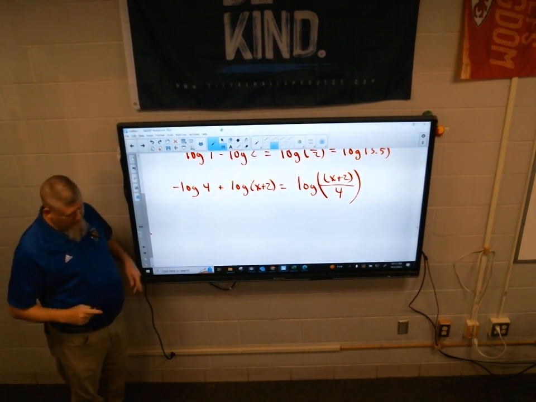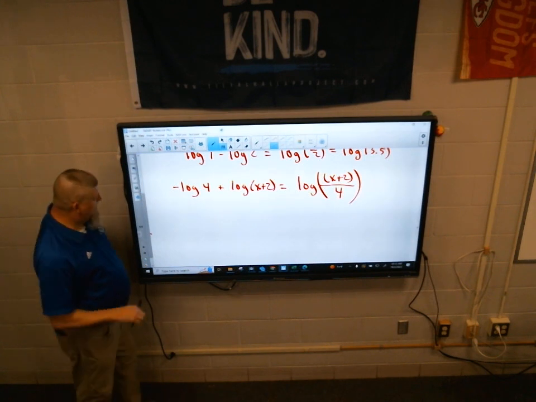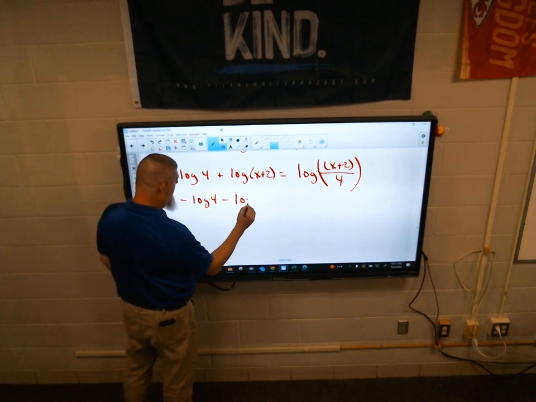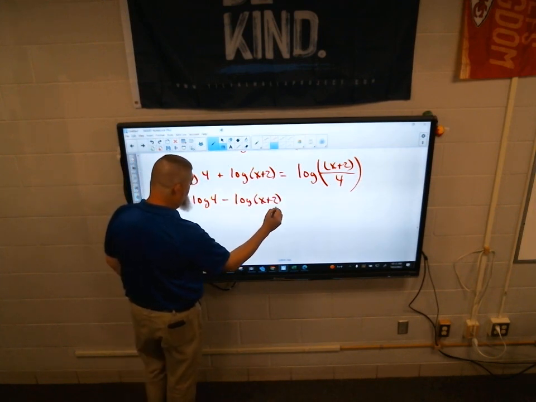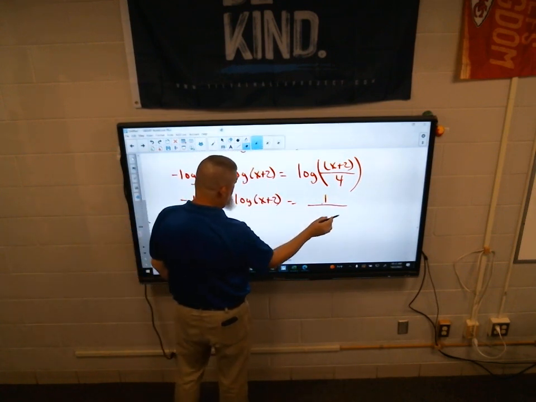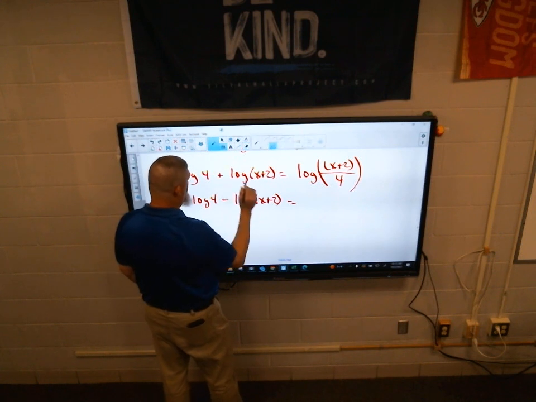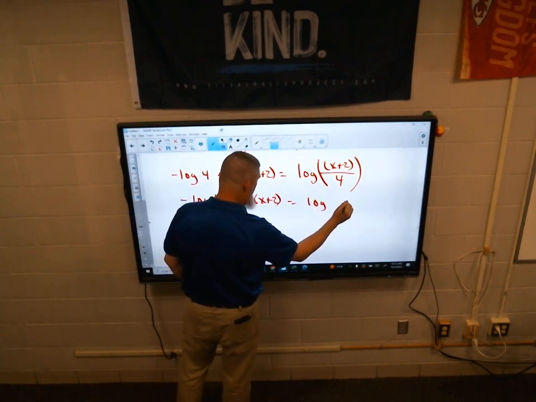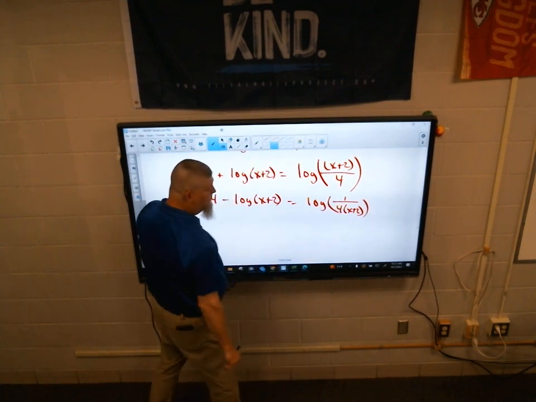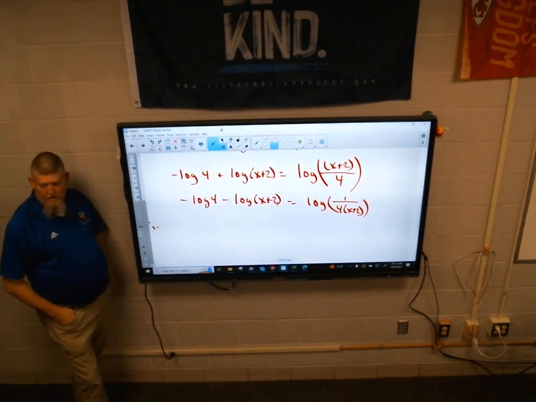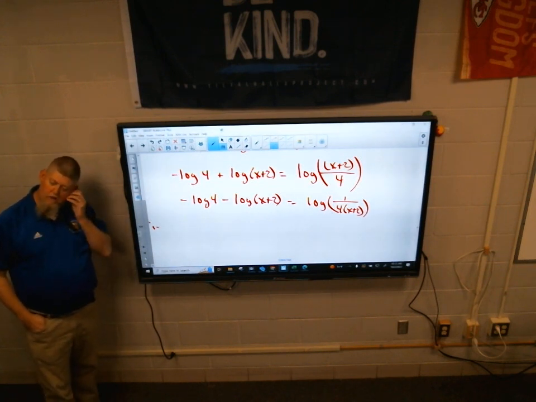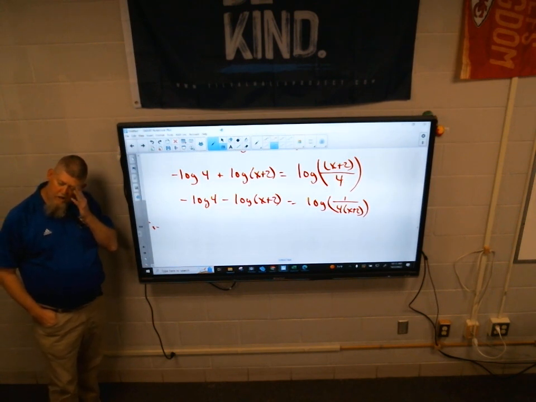So what if there's negative on both? Both go to the denominator. If I had negative log of 4 and then minus log of x plus 2, it's negative, so it's gonna be the opposite, right? That's gonna be the logarithm of 1 over 4 times x plus 2. You just put a 1 in there. And then it would be the opposite if it's negative. It goes to positive when it goes to the denominator.